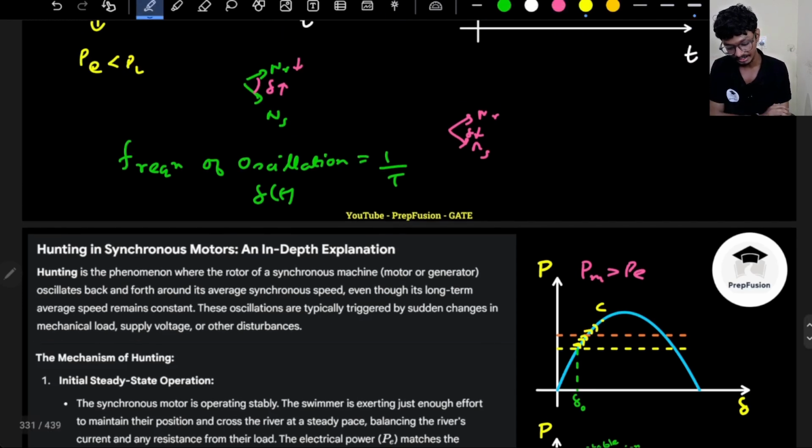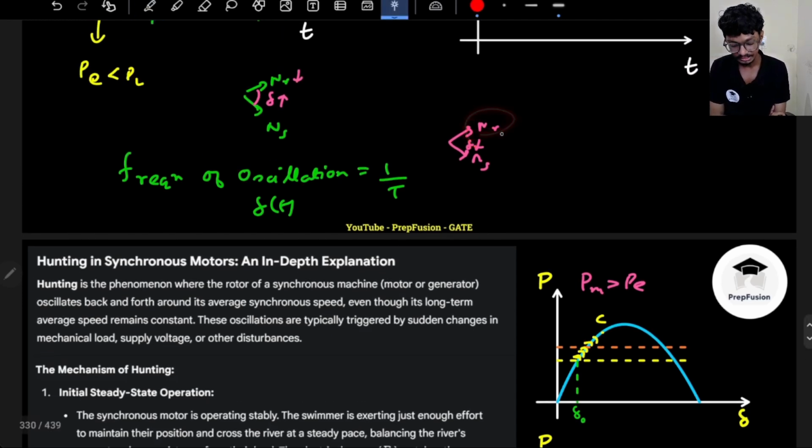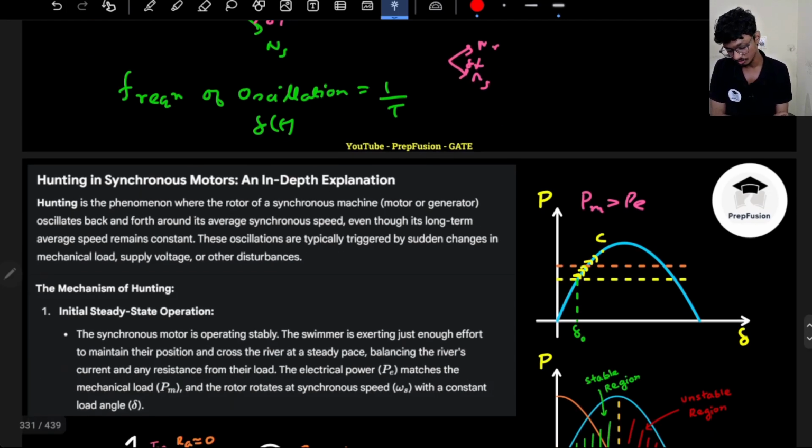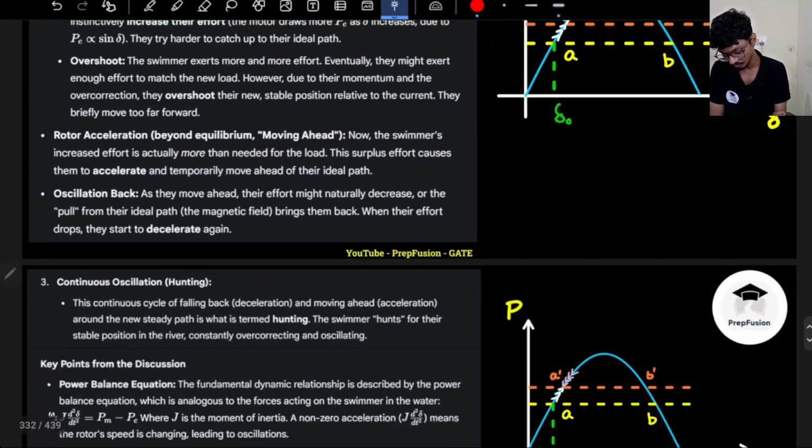Why? Because the relative angle will reduce. If NR is higher, the rotor is rotating much faster than NS, so the relative angle between NR and NS will reduce. And this is what happens in hunting, right? That is what we want to damp out. So these are the cases that we have discussed over here.